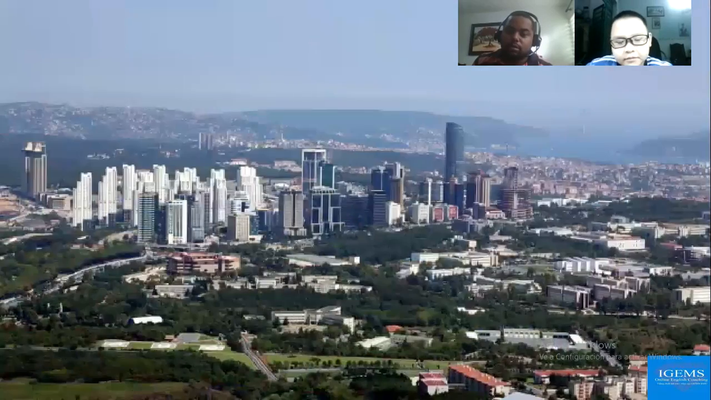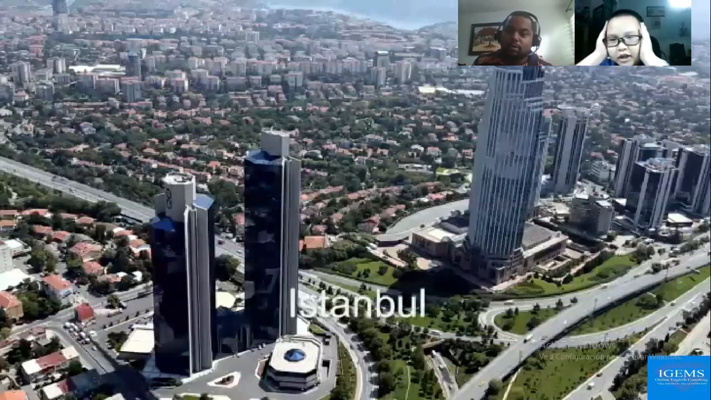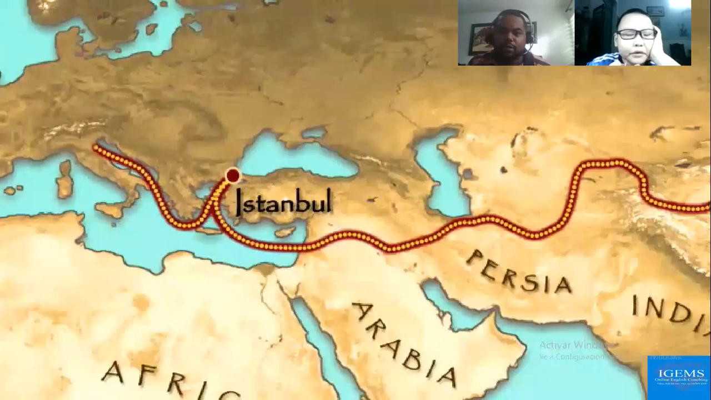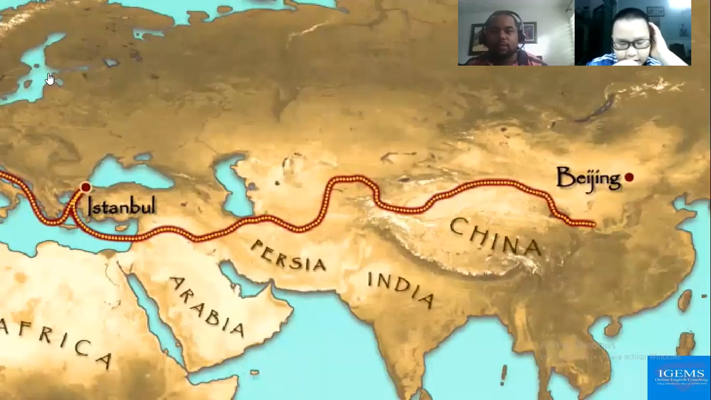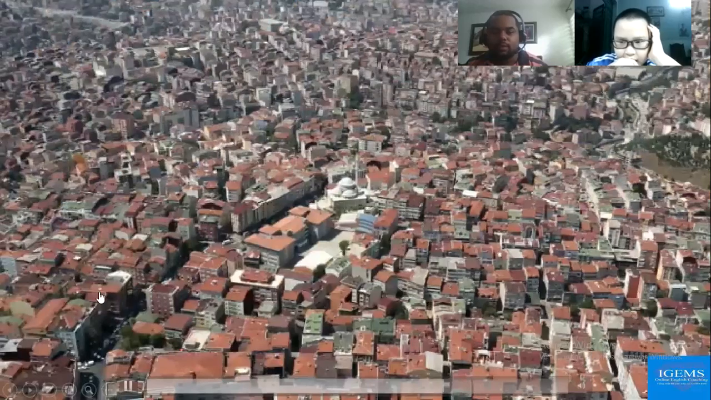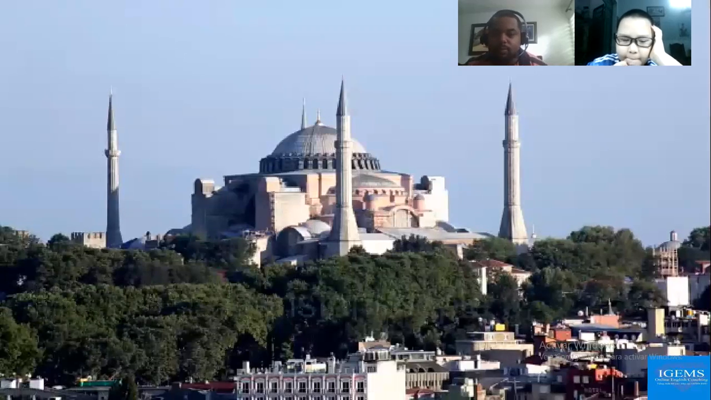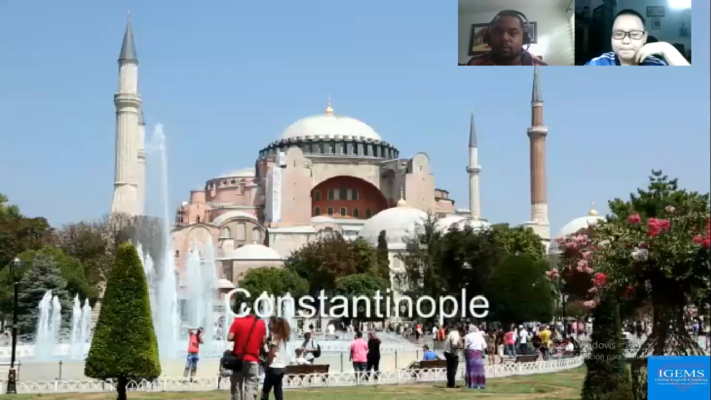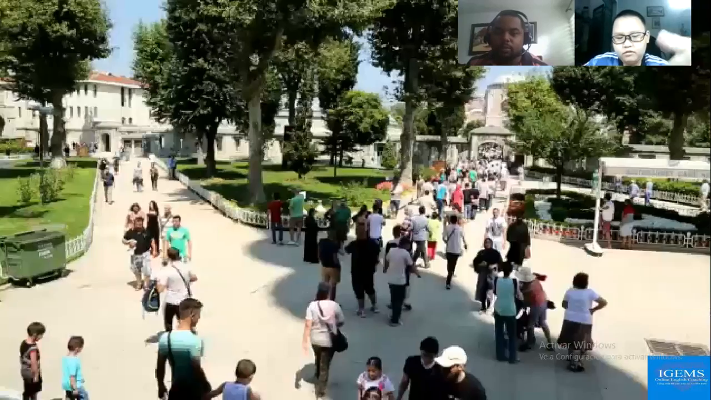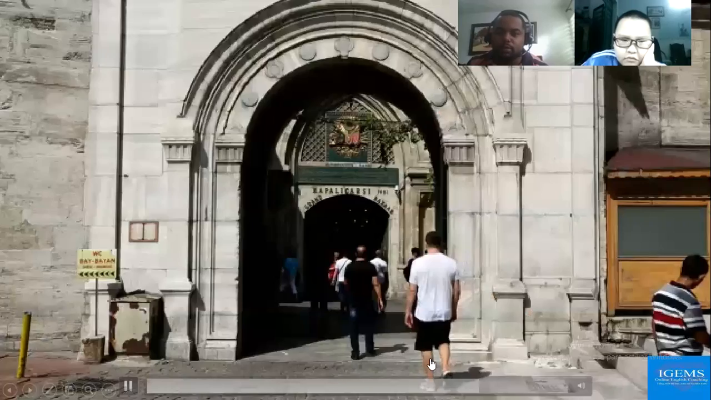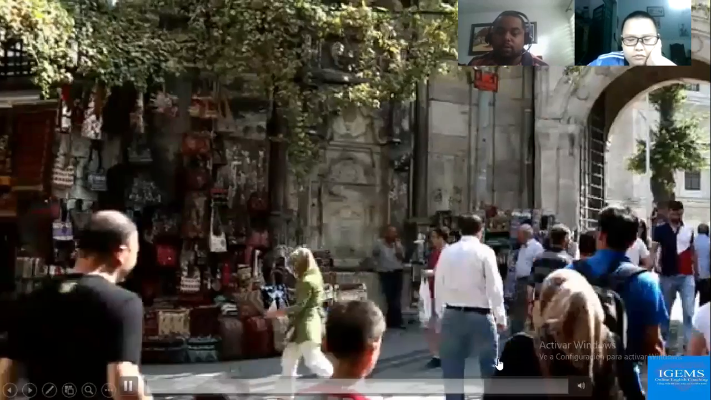Another famous city on the Silk Road is Istanbul, in Turkey. This is the west of Beijing. Today, the city is called Istanbul. But many years ago, it was called Constantinople. Like Beijing, it had a lot of money. Many travelers and traders stayed here when they traveled from Beijing to Venice.